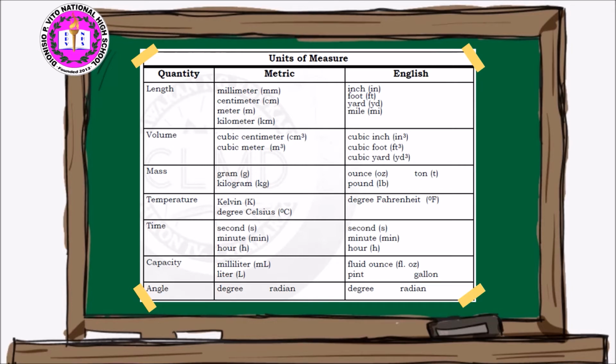For temperature, we have Kelvin and degree Celsius, and for English, the degree Fahrenheit. For time, our metric units are second, minute, and hour, and for English, we have second, minute, and hour also. For capacity, we have milliliter and liter for metric, and for English, fluid ounce, pint, and gallon. For angle, we have degree and radian, the same with English.